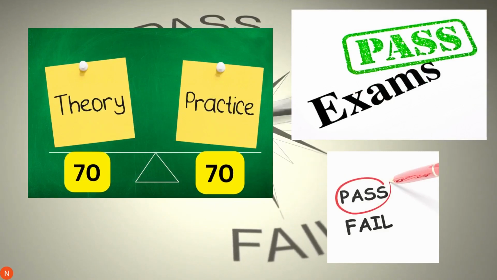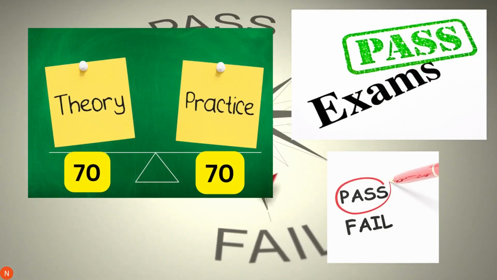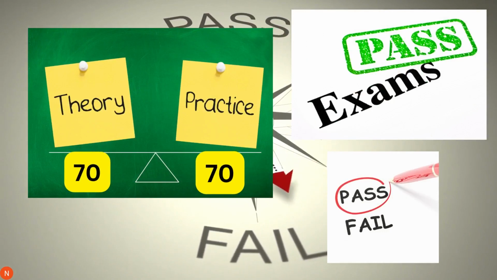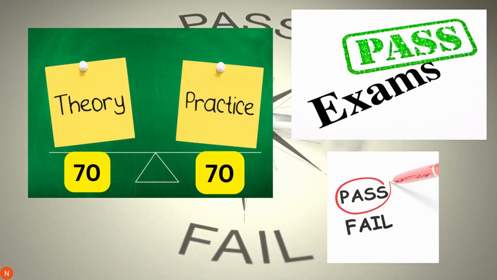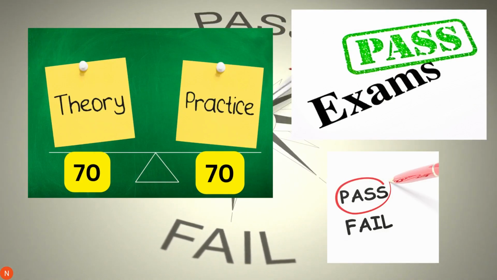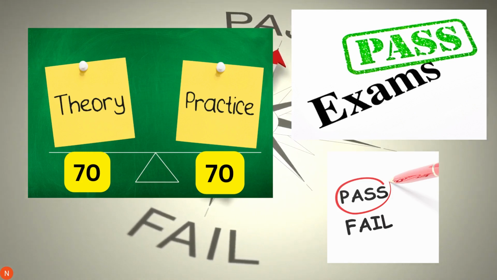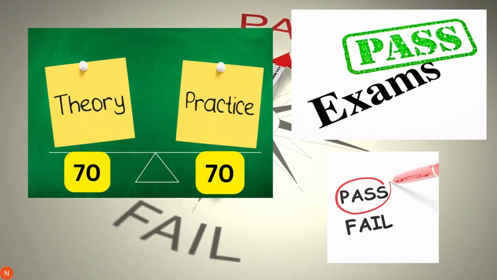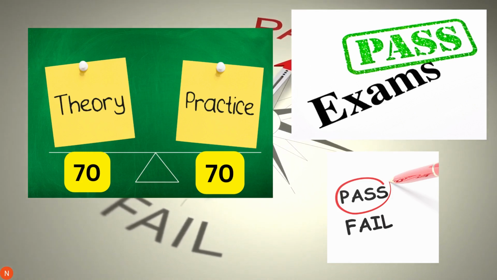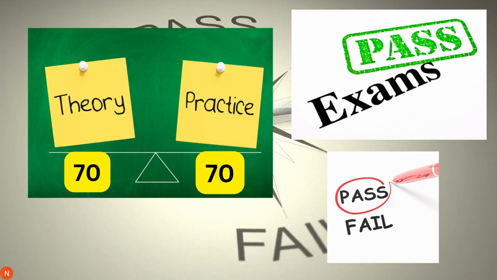In order to pass the exam, you must score 70 marks in both the theory and the practical component. You must pass the theory portion first before you can schedule the practical exam. Once you pass the theory portion, you can then schedule the practical exam and aim to score 70 marks in that as well.